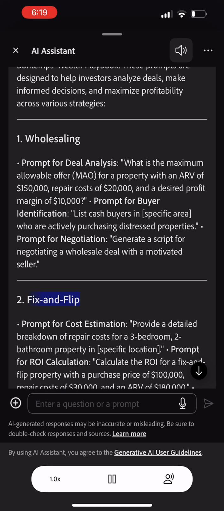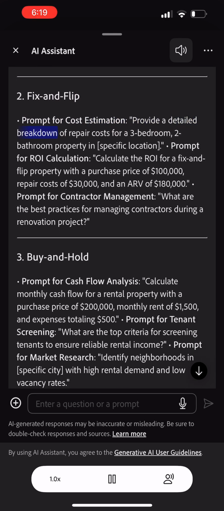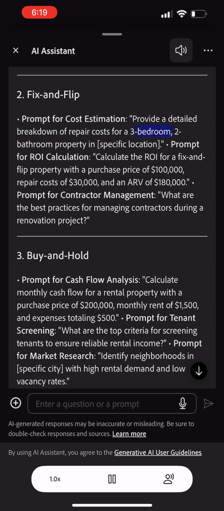2. Fix and flip. Prompt for cost estimation. Provide a detailed breakdown of repair costs for a 3-bedroom, 2-bathroom property in specific location. Prompt for ROI calculation. Calculate the ROI for a fix and flip property with a purchase price of $100,000, repair costs of $30,000, and an ARV of $180,000. Prompt for contractor management. What are the best practices for managing contractors during a renovation project?